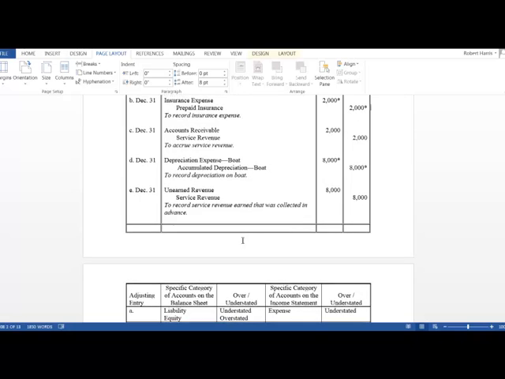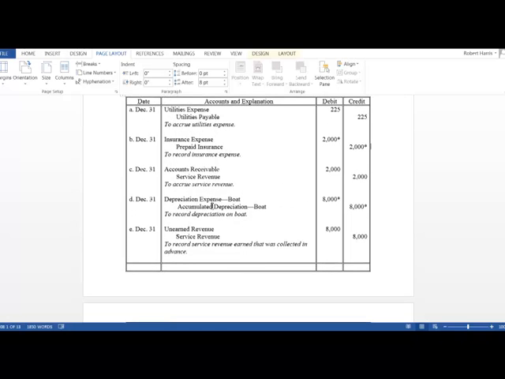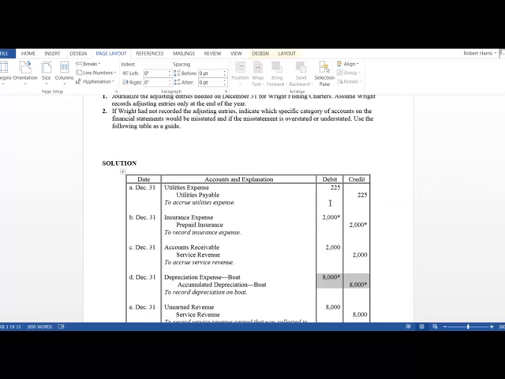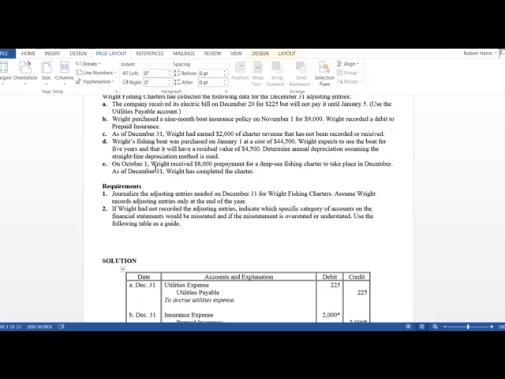Remember, with the depreciation entry, we always debit depreciation expense and credit accumulated depreciation. And it was for $8,000. Okay, and we used a process known as the straight line method of depreciation. And then lastly, it leaves us with the fact that we received $8,000 of a prepayment for a deep sea charter fishing tour to take place in December.